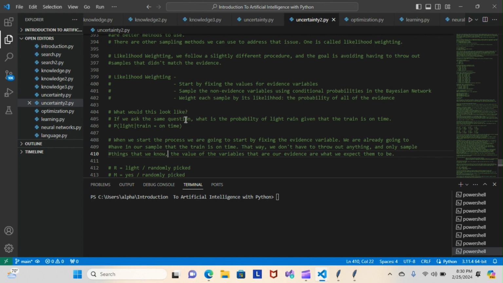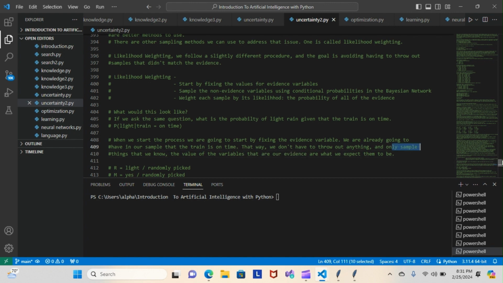Now, what would this look like? If we ask the same question, what is the probability of light rain given the train is on time? We would get this kind of equation here. And when we start the process, we are going to start by fixing the evidence variable. We are already going to have it in our sample that the train is on time. That way we don't have to throw out anything, and only sample things that we know. The values of the variables that are our evidence are what we expect them to be.